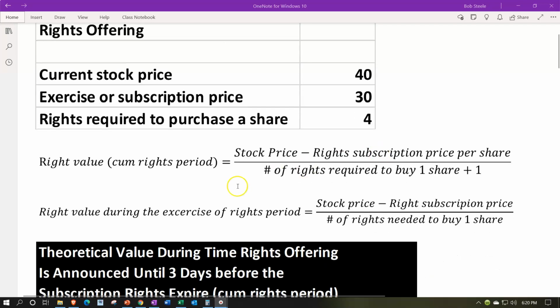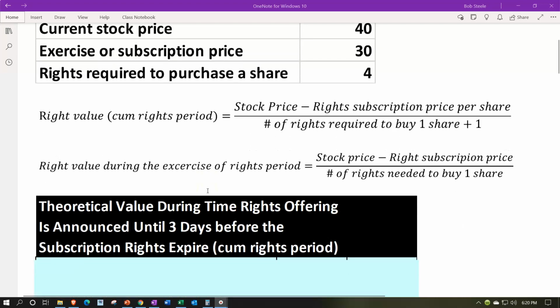So now we can think about, okay, well, what's the rights value during the cum rights period, and what's going to be the rights value during the exercise or rights period? And this is kind of thinking about the flow as we go through this process of the issuance of the rights and until the exercising and closing of the rights offering. So we have 2 formulas here.